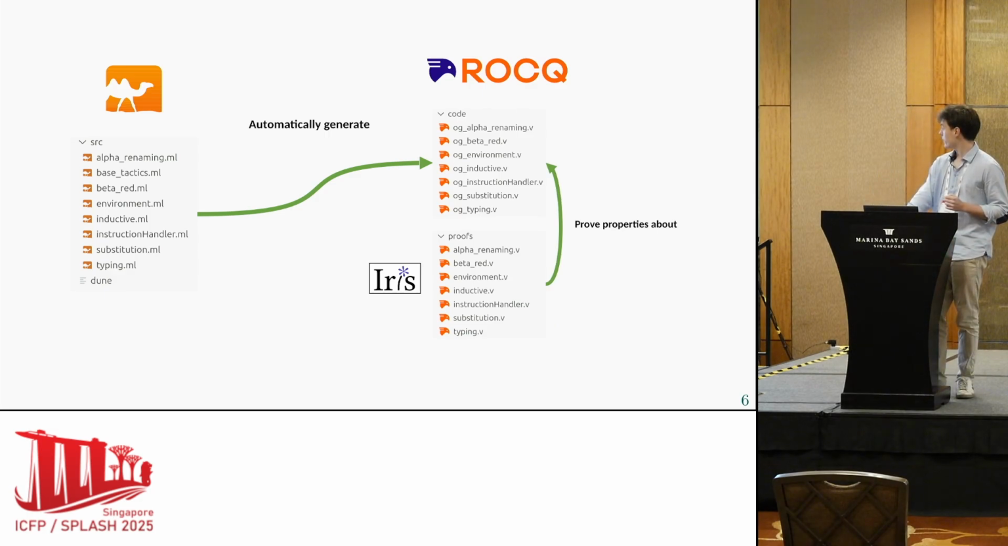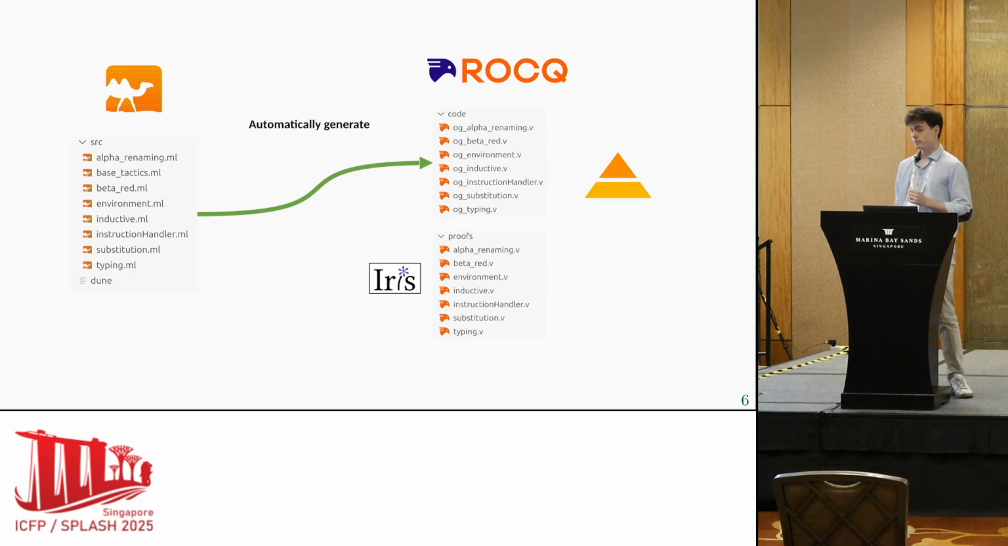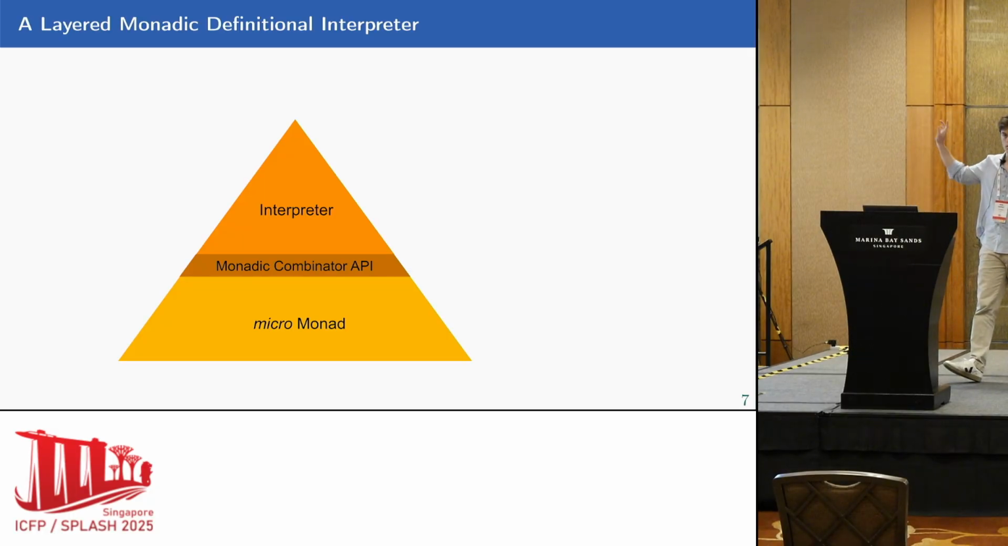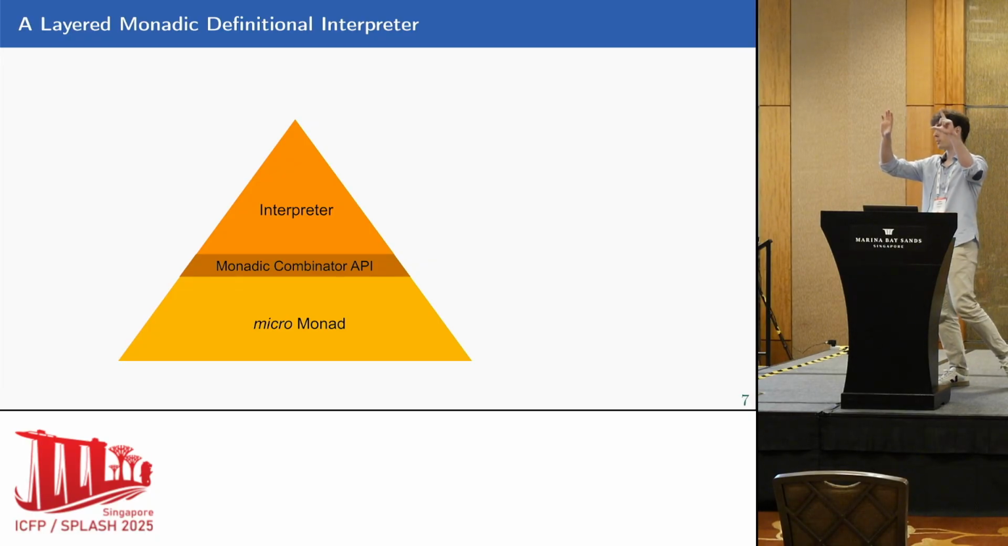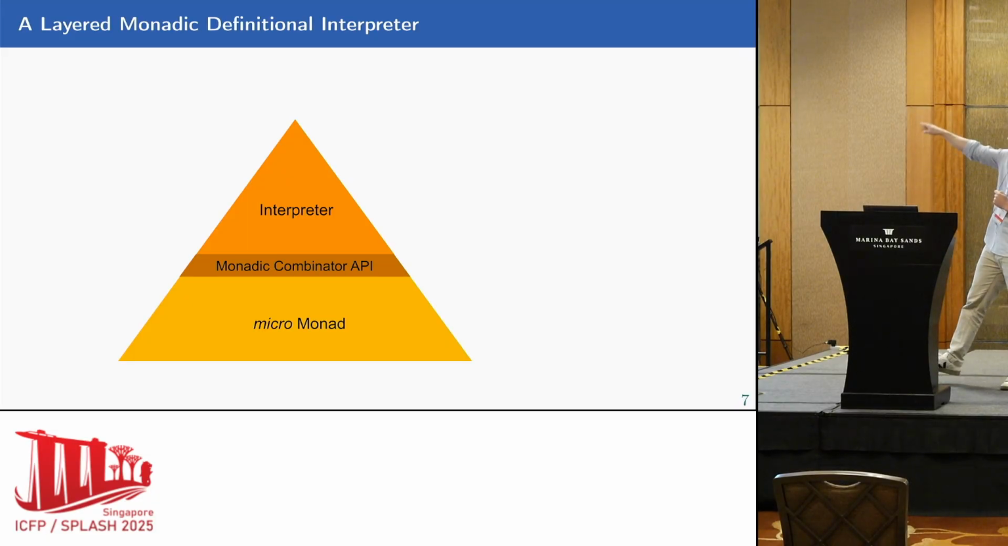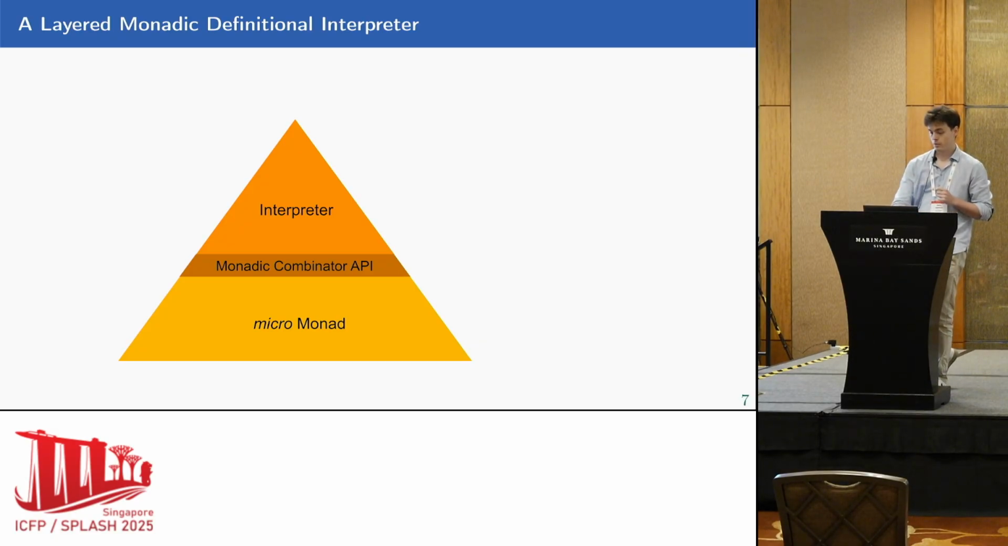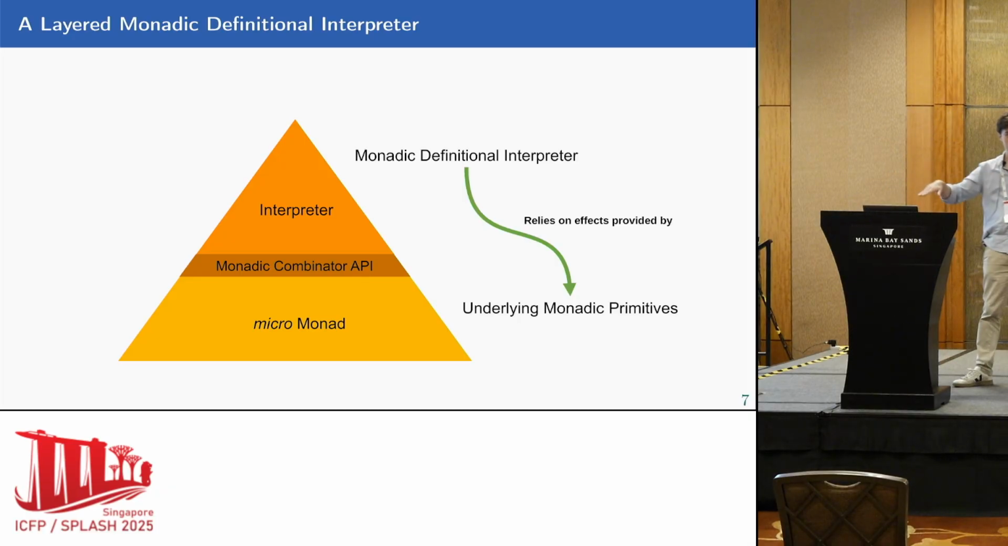So we've set the stage. Let's delve right into our semantic model, especially this first part, which is we have a layered monadic definitional interpreter for OCaml. Layered because we've got this top level, which is an interpreter, written in a monadic language. That's the bottom layer. We've built up on this monad that we call micro. So this top layer relies on effects provided by the monad. So we're writing our interpreter in monadic style.